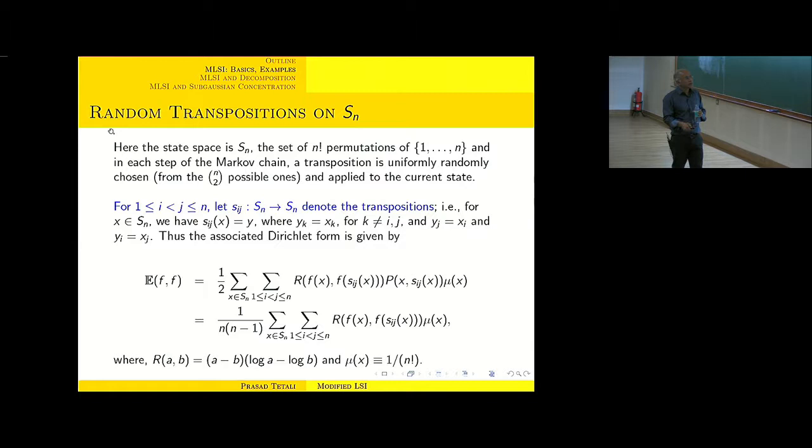Then you can write any of these Dirichlet forms using this notation, R of something comma something. If R(a,b) is (a minus b)(log a minus log b), then that's the Dirichlet form E(f, log f). If R(a,b) is (a minus b) squared, then that's the one we want for the other two constants. And this is the n choose 2 factor that I mentioned. Everybody okay with this? And the measure is uniform now. You could consider other probability measures, but this is one.